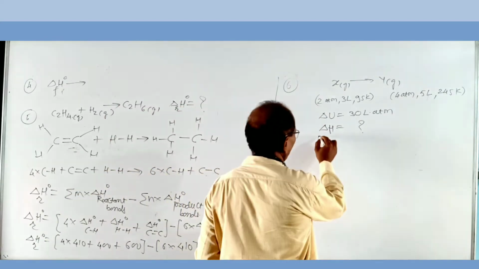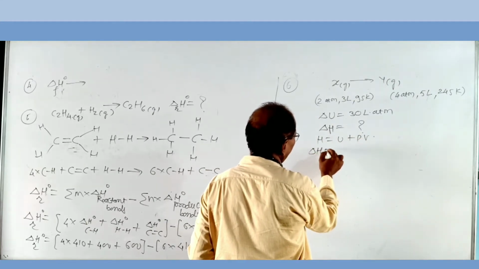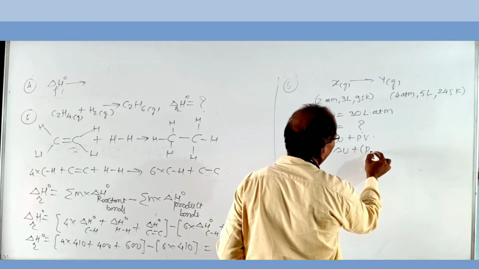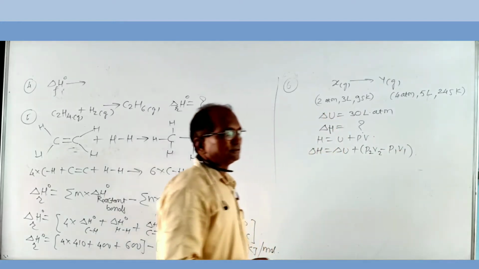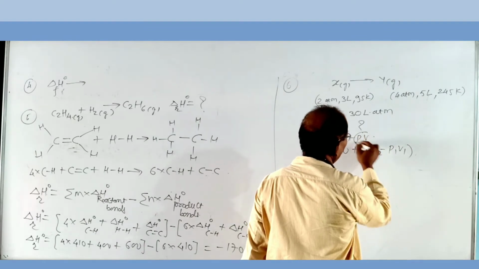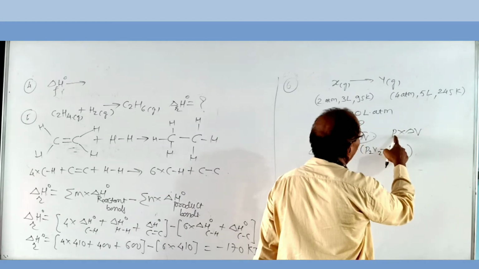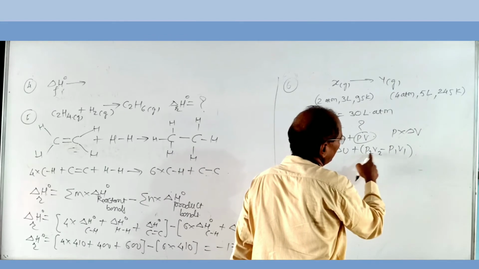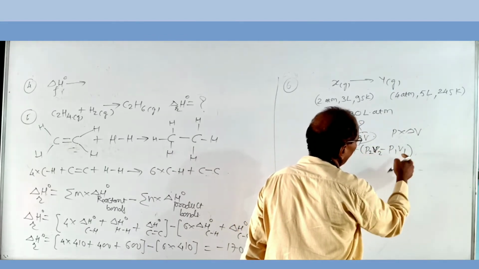We know the formula for enthalpy: H is equal to U plus PV, and delta H is equal to delta U plus P2 V2 minus P1 V1. Here actually this PV is converted into P into delta V at constant pressure. But here pressure also changes. Therefore, it is P2 V2 minus P1 V1.